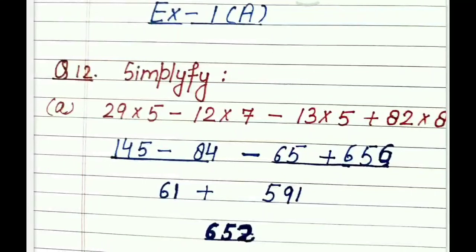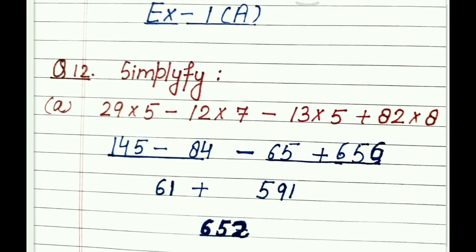I have done the solution of this question also. So your question number 12, part A, is 29 multiplied by 5, minus 12 multiplied by 7, plus 13 multiplied by 5, plus 82 multiplied by 8. Okay, here three signs are given: plus, minus and multiply. So we will solve this question step by step.